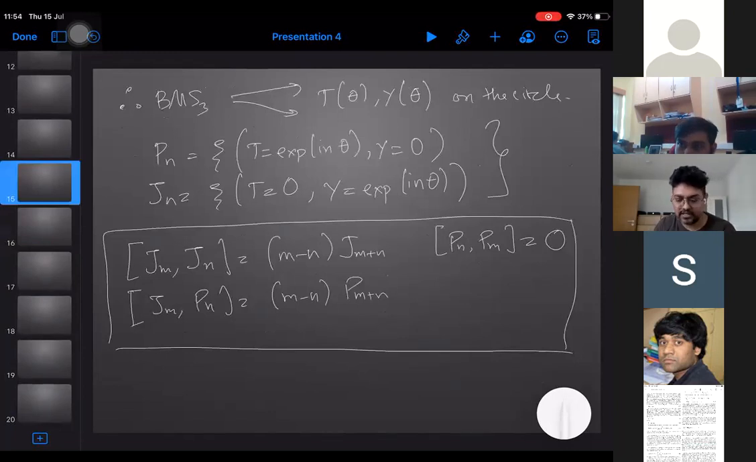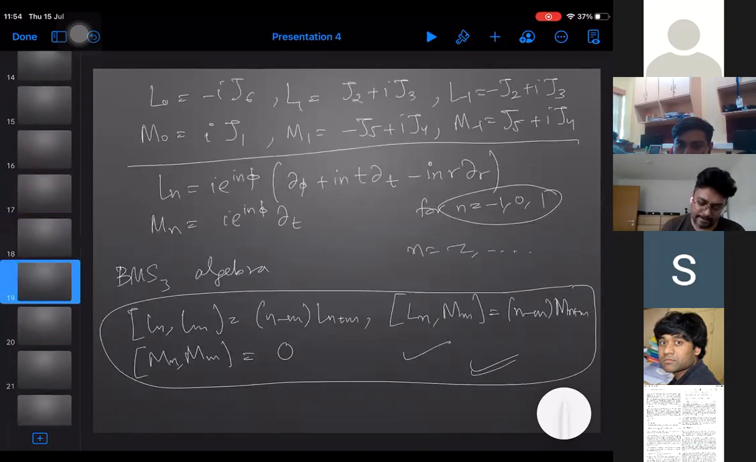So the result which we got before from here was from his paper only. This is the one which Barnich and Compère... So this is the one which he was trying to correct. This is the 2006 paper that you wrote down, right? But I'm saying that this is directly the BMS algebra.